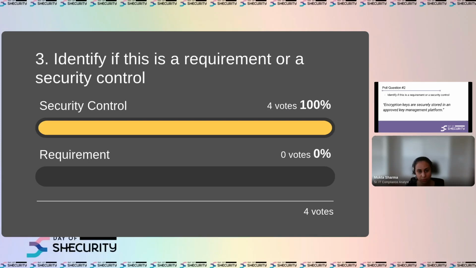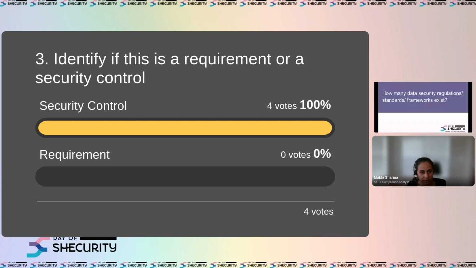Everyone answered it correctly. I'm impressed that people are listening. Yes, this is a control, and encryption is something very much prescribed in each of the laws and mandates that you see. All right, now that we have understood what security compliance assessment is, we clearly know how to identify the difference between requirements, compliance mapping, and then the security assessment. So the next big question is: how many data security regulation standards or frameworks exist? Anyone want to take a guess?